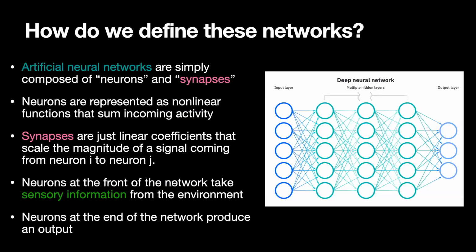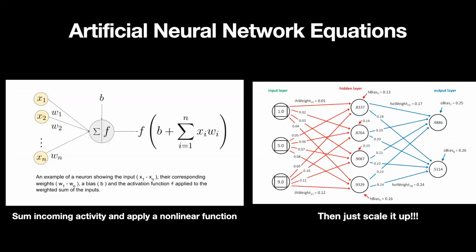Artificial neural networks are composed of neurons and synapses, and the neurons are represented as a nonlinearity, typically some mathematical function like a tanh or a sine or a ReLU. And synapses are just these linear coefficients that we talked about earlier. Neurons take an input, you shove it through the network, and you get an output. It's pretty simple. It's just some matrix multiplication. And this is kind of the math behind it.